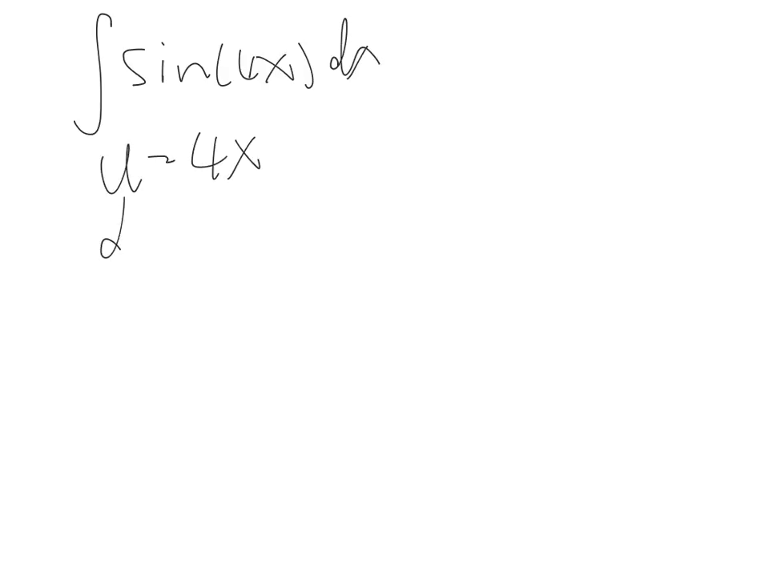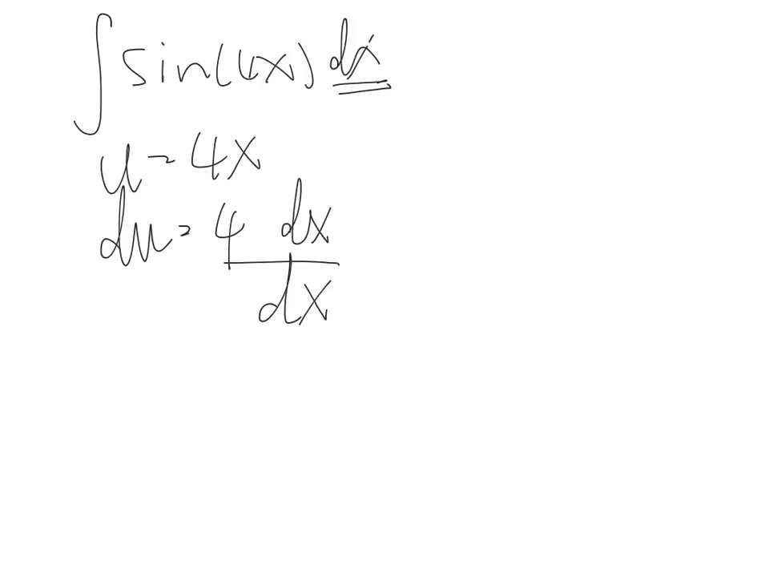Alright, let's do a little more complicated one. Let's take the antiderivative of sine 4x dx. In this case, my u is 4x. My du will be 4 dx, and always remember to write dx. But here we have 4 dx, and to substitute we want just 1 dx. So what do you do? You divide by 4, and you get 1/4 du.